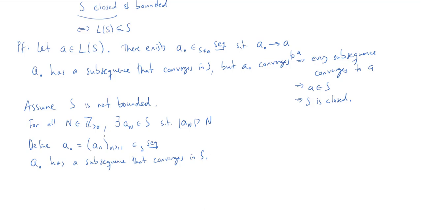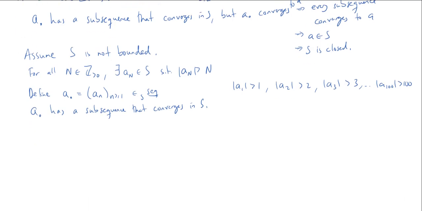Now, if we write this down, we know the absolute value of A1 is greater than 1. The absolute value of A2 is greater than 2. The absolute value of A3 is greater than 3, etc. The absolute value of A100 is greater than 100. The idea that this sequence A is going to have a subsequence that converges is pretty laughable, right? Okay, let's make it precise.